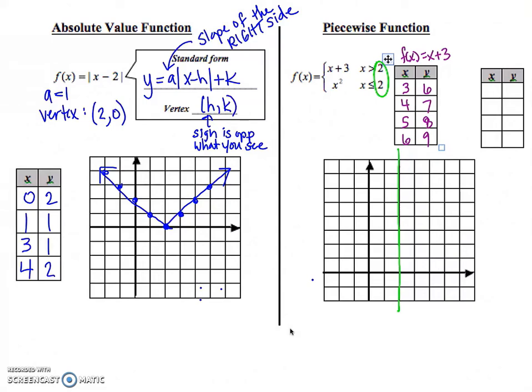So 3, 6, 4, 7, 5, 8, 6, 9 would be up there. Okay. And I know that 2 is not included, so where it would intersect my line, it's going to have to be what we would call an open circle on that vertical line.